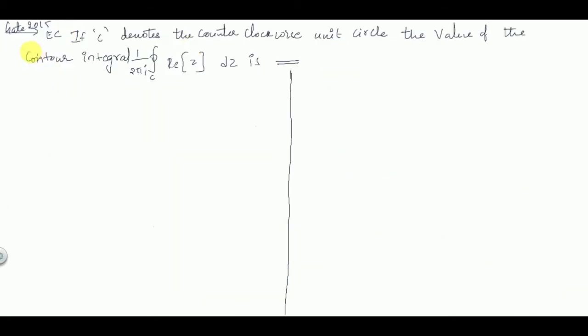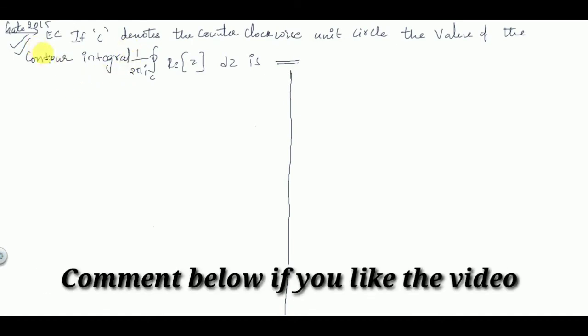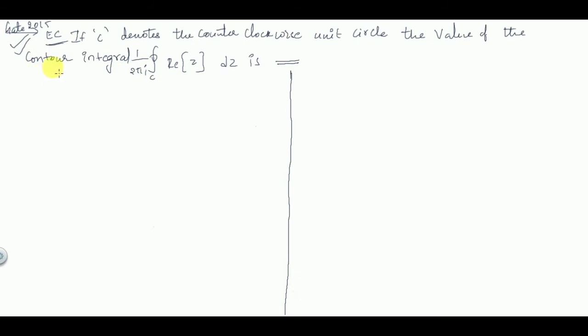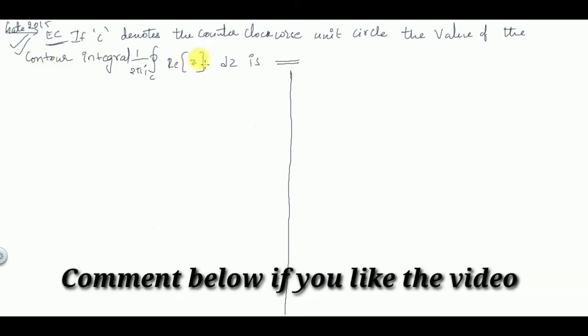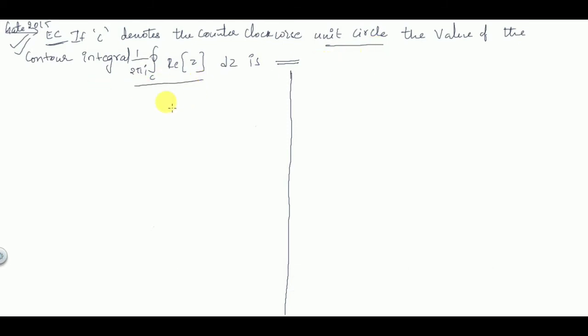So this is how we can solve the given question. We will see one more question on the same concept. This is a somewhat typical question, so we have to solve it in a different way. This question was asked in GATE 2015 for the electronics and communication branch. If C denotes the counterclockwise unit circle, then find the value of the integral 1 by 2 pi i over the closed contour C of real part of z dz. It is a numerical answer type question, so you are supposed to write the answer.